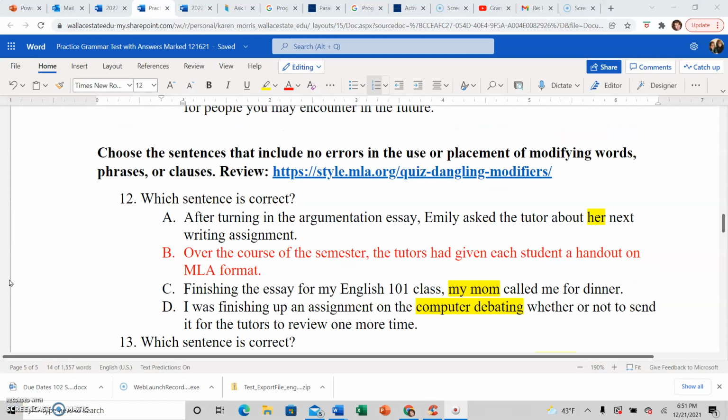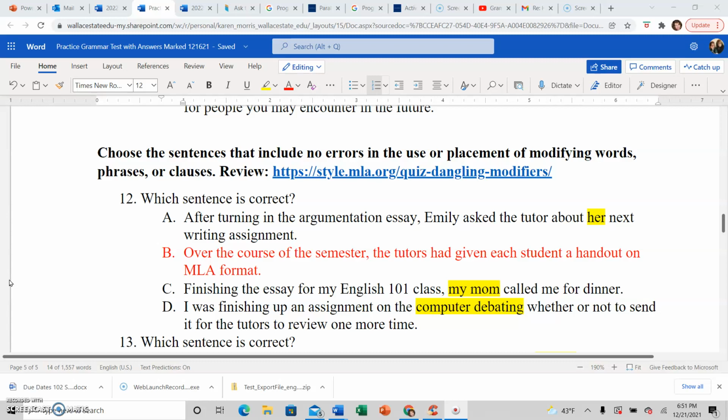Okay, so hopefully you answered B. B includes no errors in placement or use of modifying words. So let's look at the other three. Why are they incorrect? Well, I've highlighted some keywords where you can see where there's some ambiguity or some things that are unclear about what's being talked about.